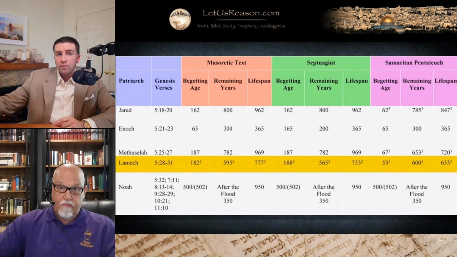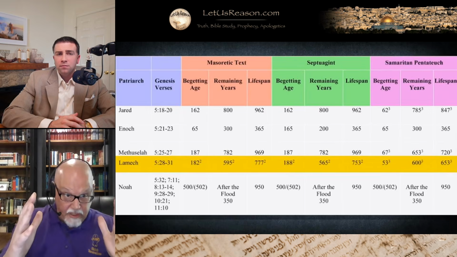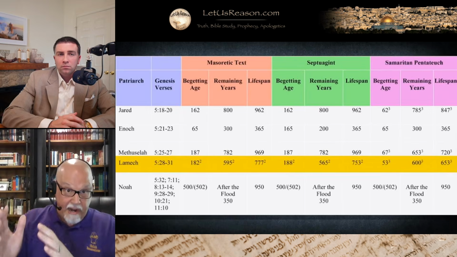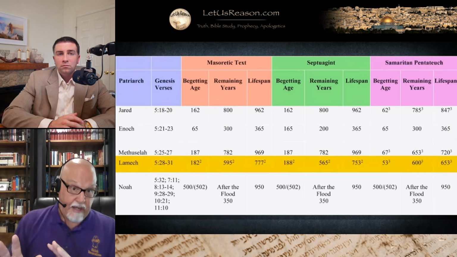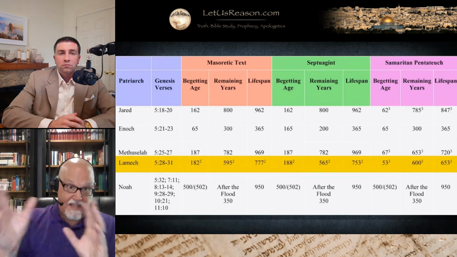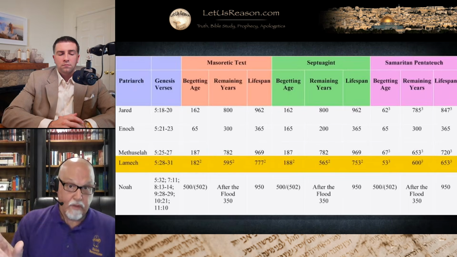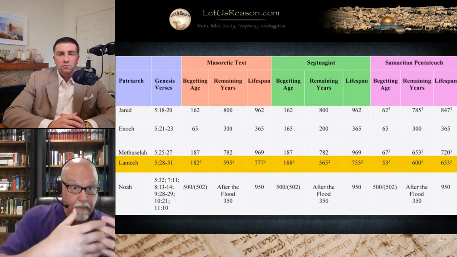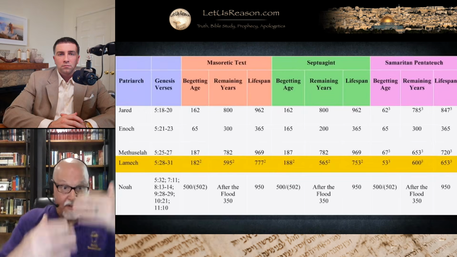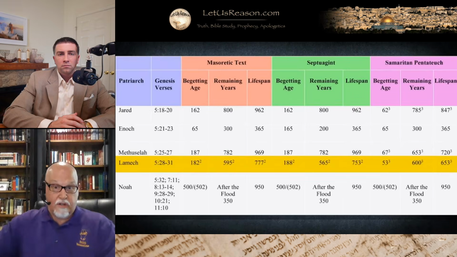The numbers decrease, and the time frame shrinks as you get closer to the flood. And actually, Jared, Methuselah, and Lamech all die in the year of the flood in the Samaritan Pentateuch, which to me is evidence that that's been deliberately changed, that all three of those men died the same year as the flood. So there's a mixture of numbers that match and don't match, and then there's a change that takes place. Very, very complicated on the surface.